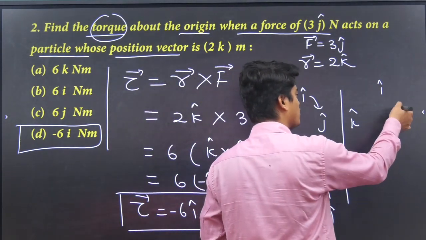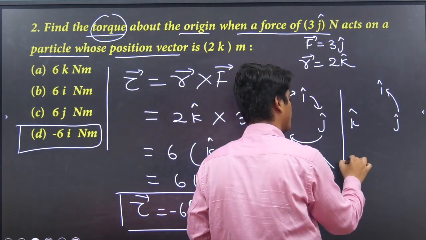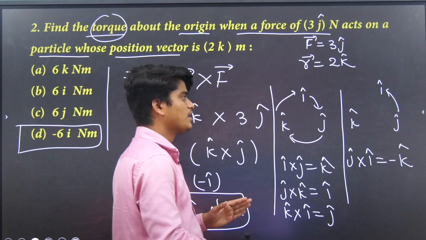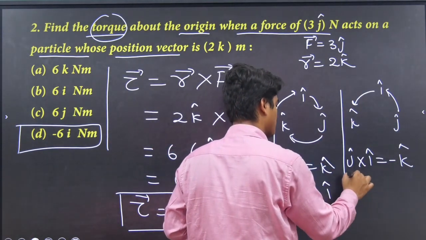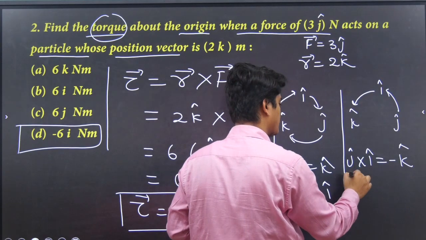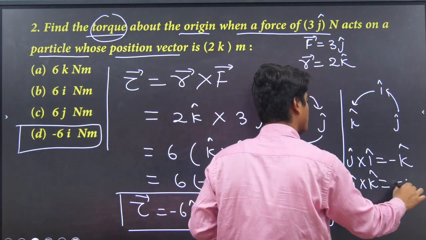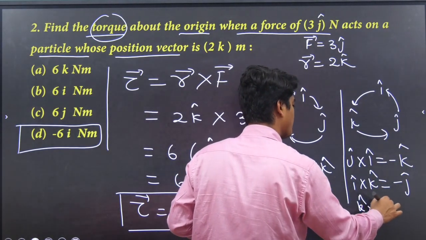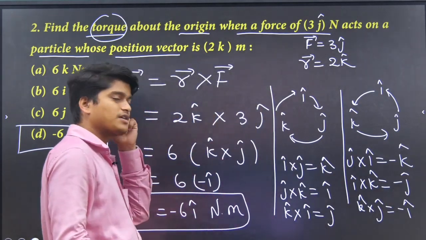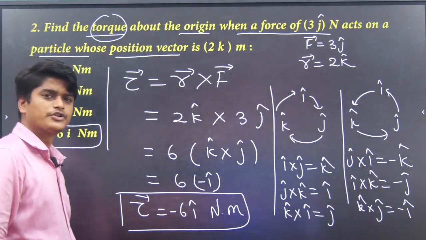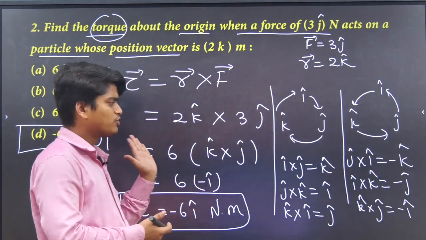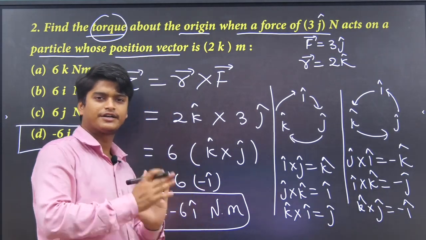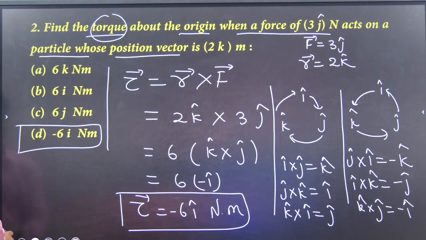Now suppose I go anti-clockwise, suppose I do j cross i. What will I get? Minus k. And if I do i cross k, going this way, I will get minus j. And if I do k cross j, then I will get minus i. So this one you need to understand and remember. When a cross product is given with one component, it is easy to multiply like this, with no need to find the determinant. Okay. Now come to the next question.